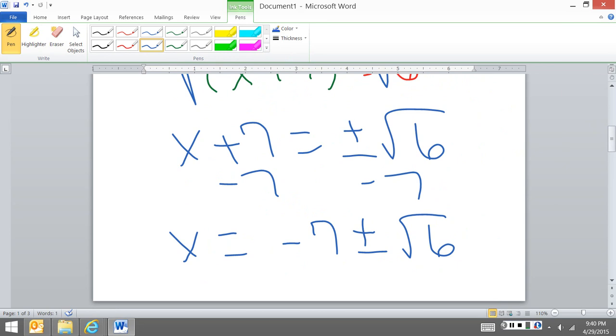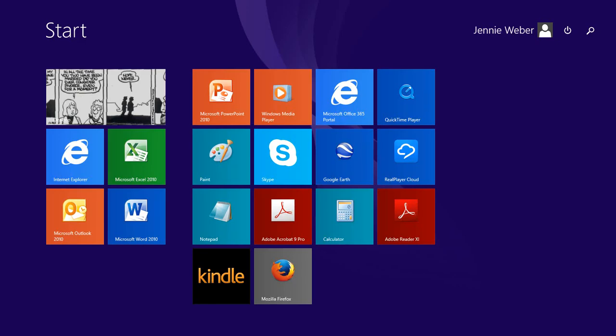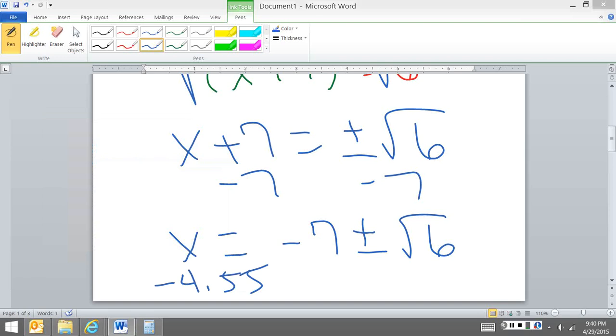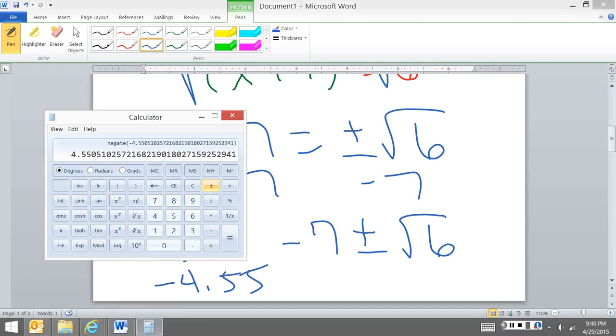If you were going to do that, start with the square root of 6 and add negative 7, giving you negative 4.55. You do the same thing, only you'd subtract. So negative 7 minus the square root of 6 equals negative 9.45. And so these are your two answers.